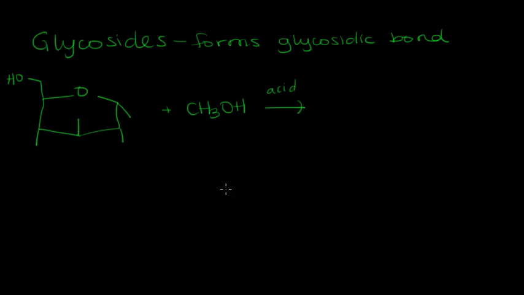And then finally, glycosides. So these, under the presence of acid, you can add like methanol or something, and it forms actually a new glycosidic bond. Thus, the name glycosides. Redo everything here. Oops. O, CH3. OH, OH, OH. Okay, CH3.